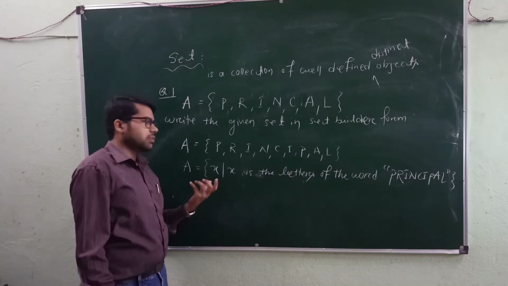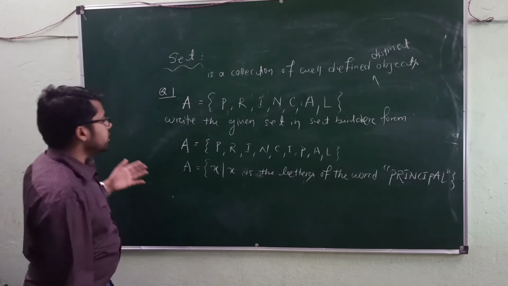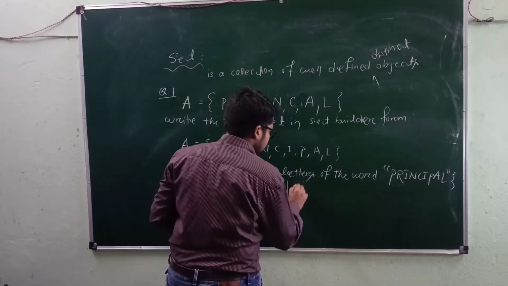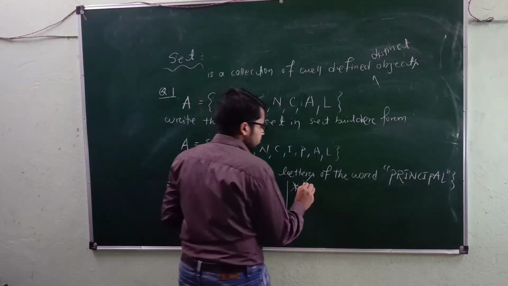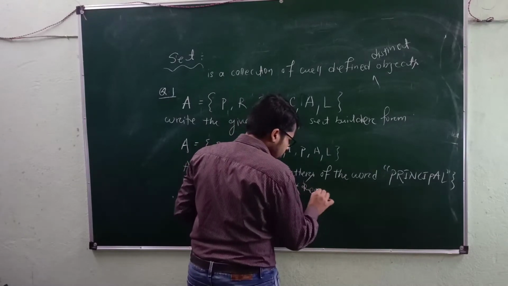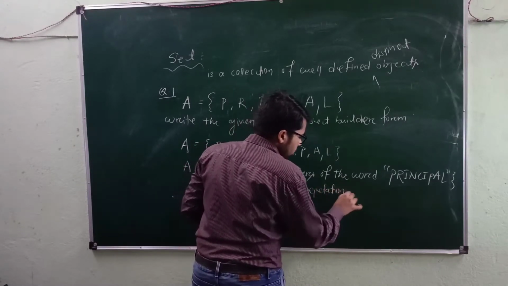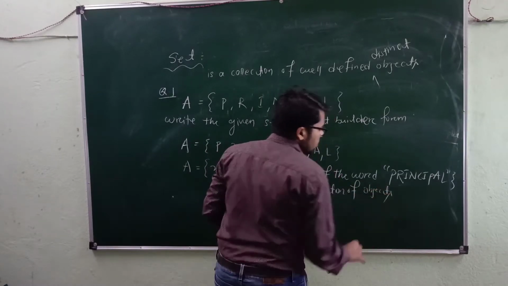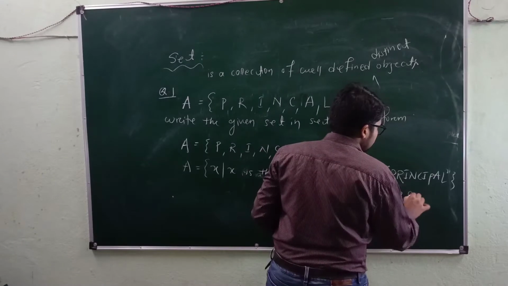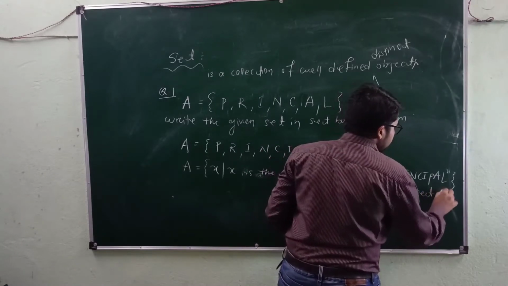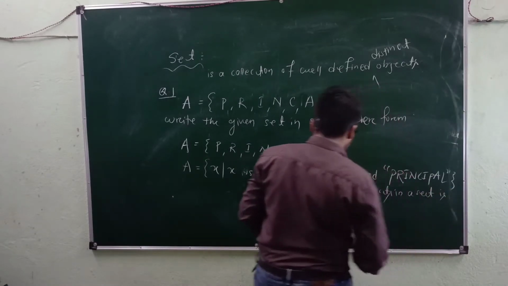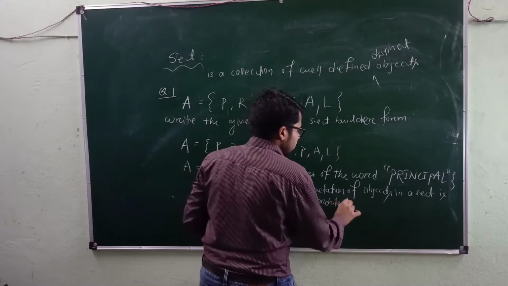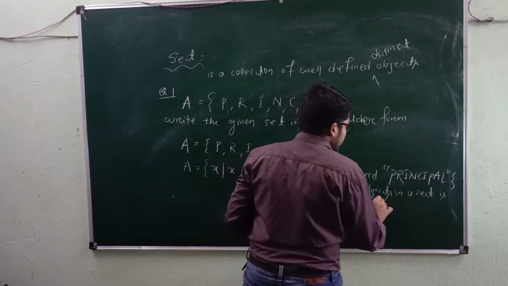Easy, understood? So here we learned one thing: note that repetition of objects in a set is prohibited or not required.